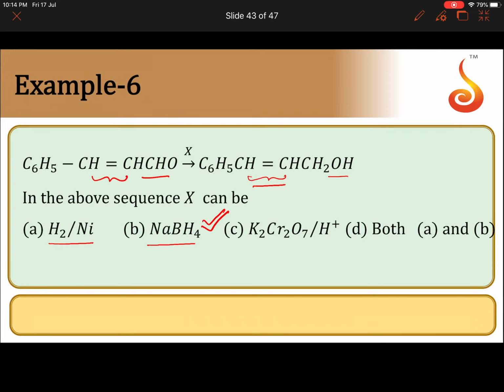And option C is K2Cr2O7, which is an oxidizing agent. So in the presence of an oxidizing agent, the aldehyde will get oxidized to give a carboxylic acid. But what do we want here? Alcohol. So this option is also ruled out. The last option is also ruled out. Your answer is sodium borohydride.